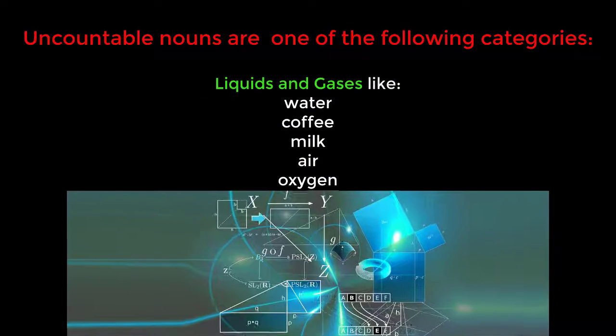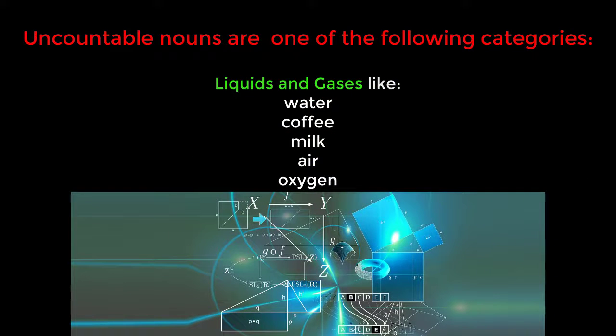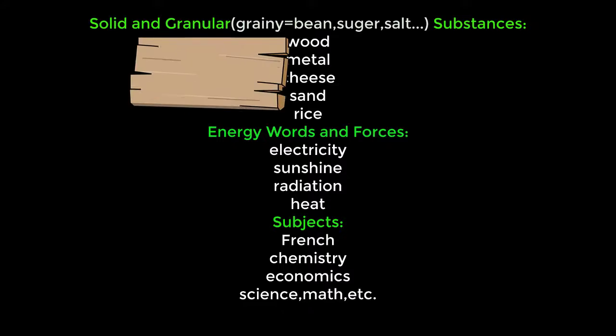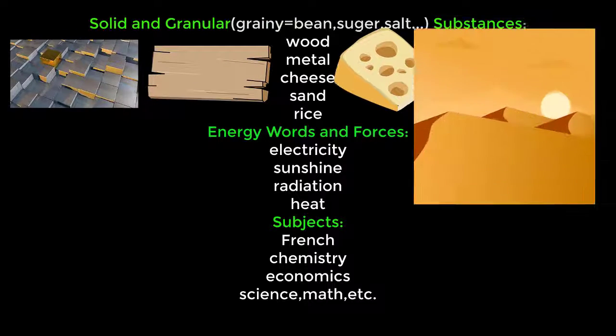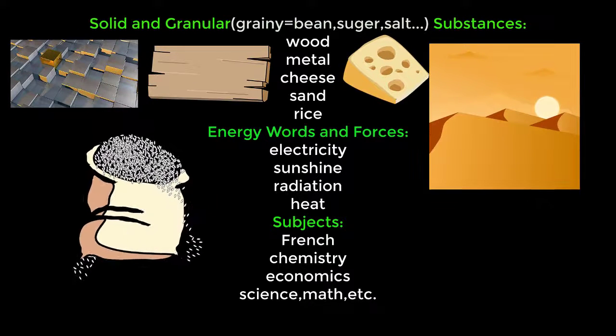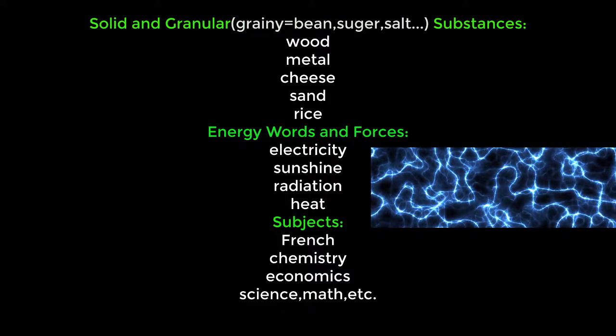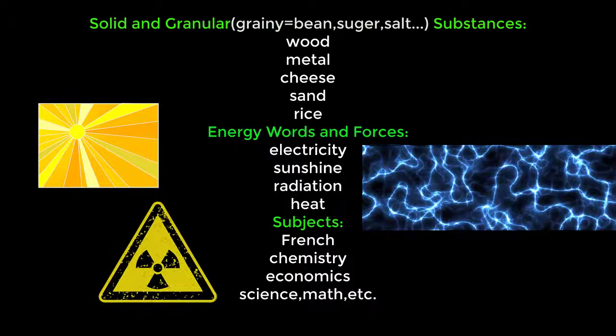Uncountable nouns are one of the following categories: liquids and gases, like water, coffee, milk, air, oxygen. Solid and granular, grainy, like beans, sugar, salt. Substances, like wood, metal, cheese, sand, rice. Energy words and forces, like electricity, sunshine, radiation, heat.